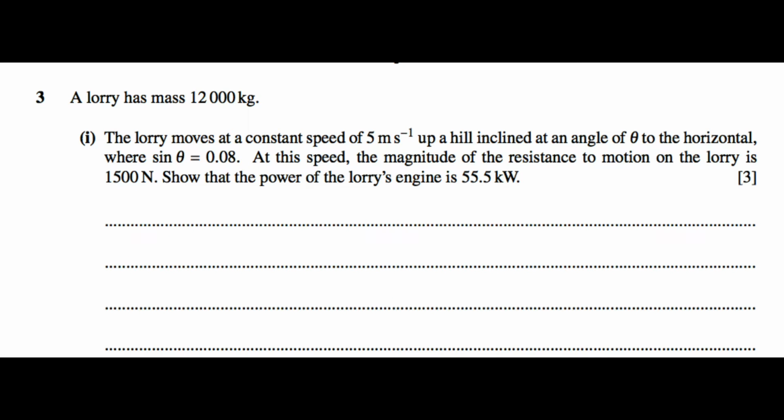Question 3. A lorry has mass 12,000 kilograms. Part i: the lorry moves at a constant speed of 5 meters per second up a hill inclined at an angle theta to the horizontal, where sin theta is 0.08. At this speed, the magnitude of the resistance to motion on the lorry is 1500 Newton. Show that the power of the lorry's engine is 55.5 kilowatts.